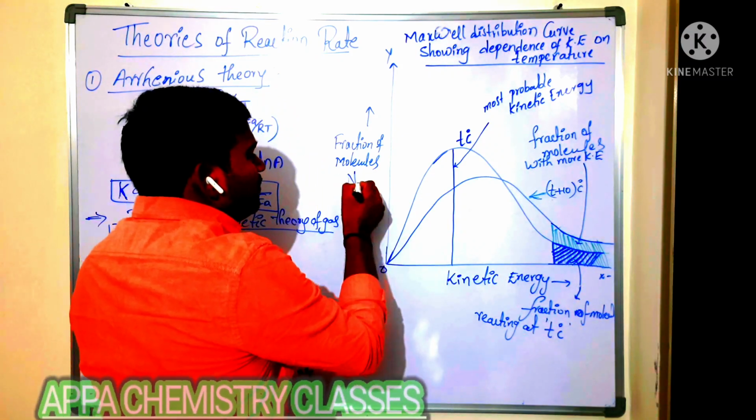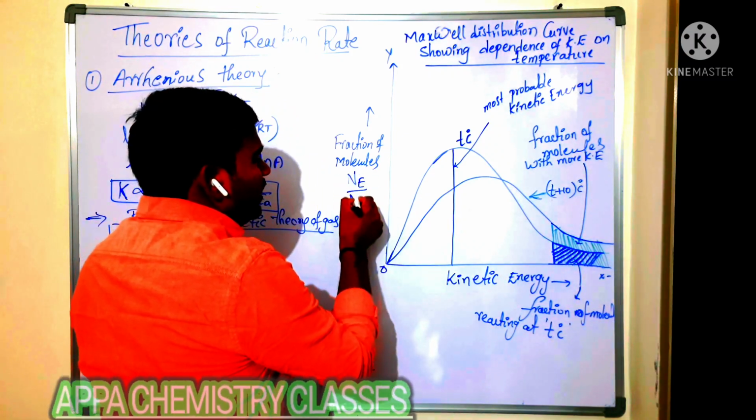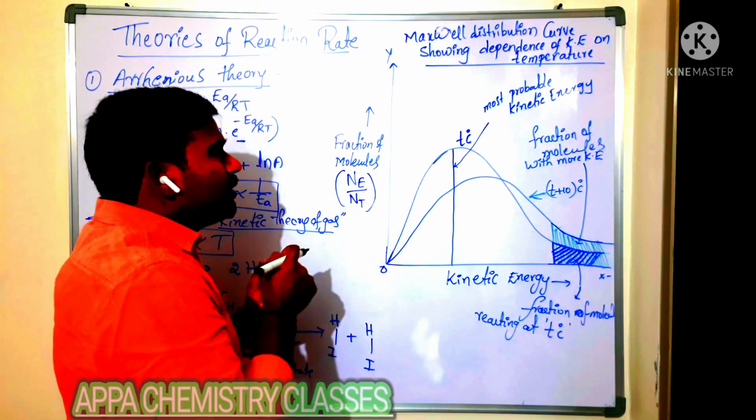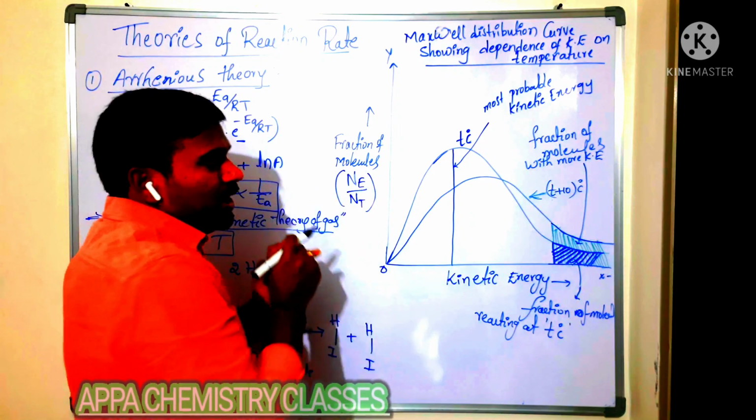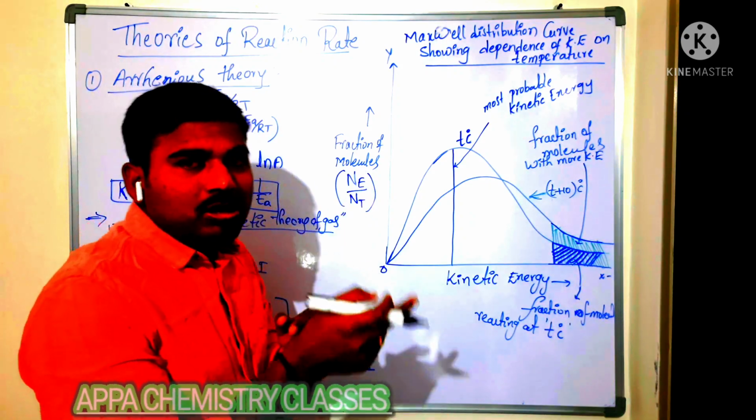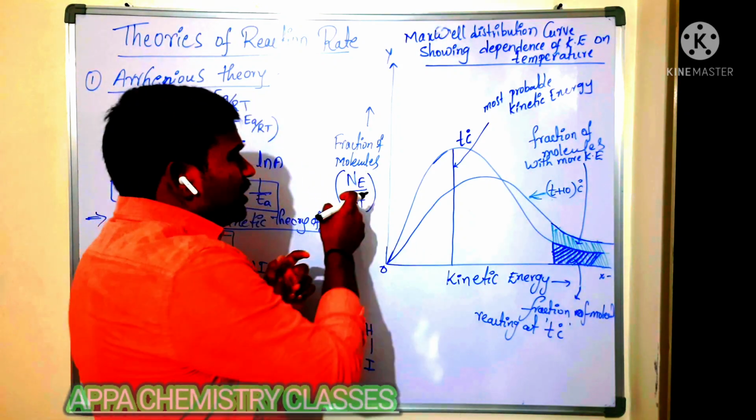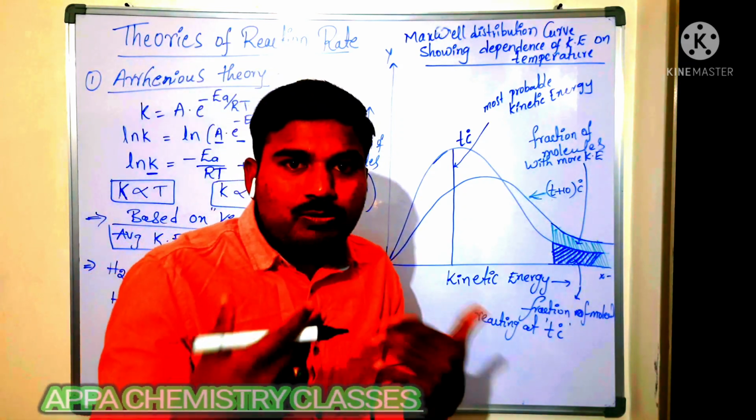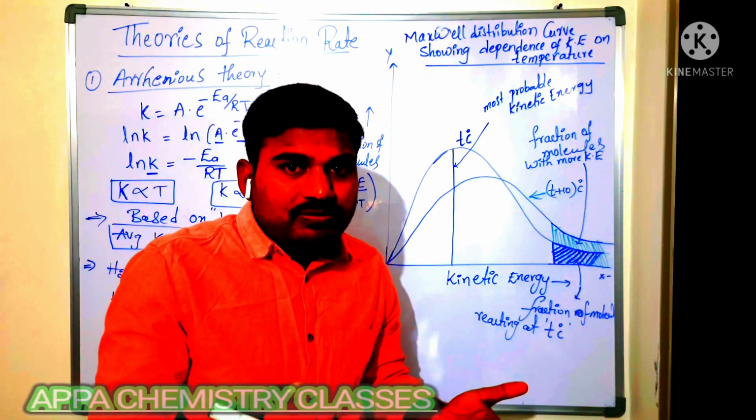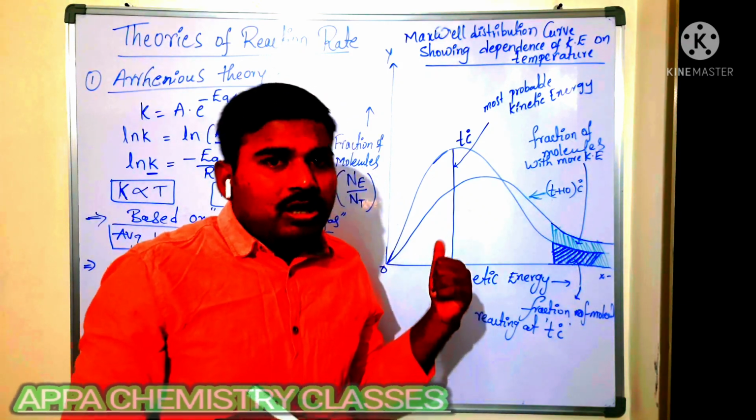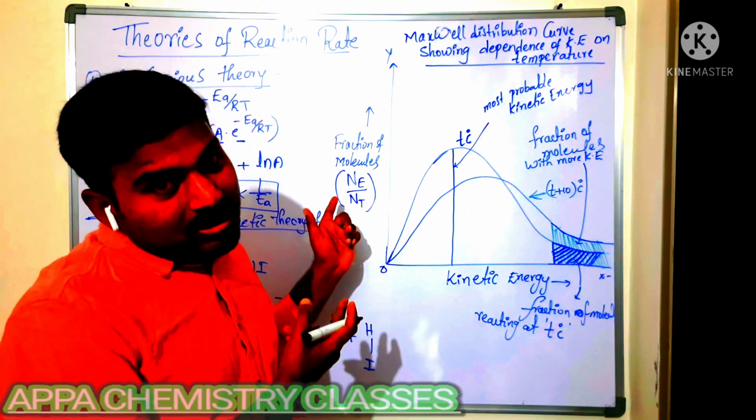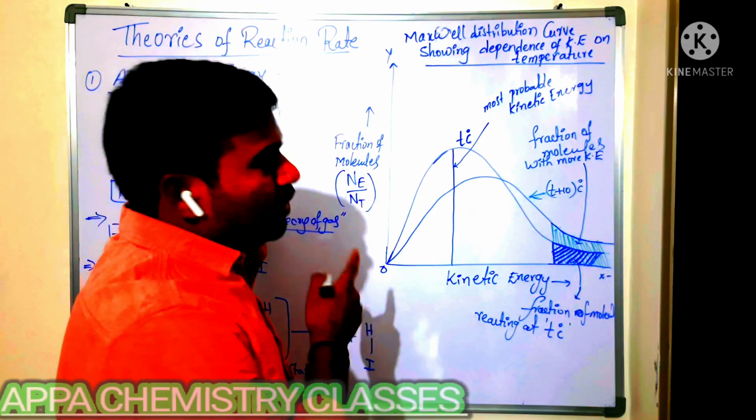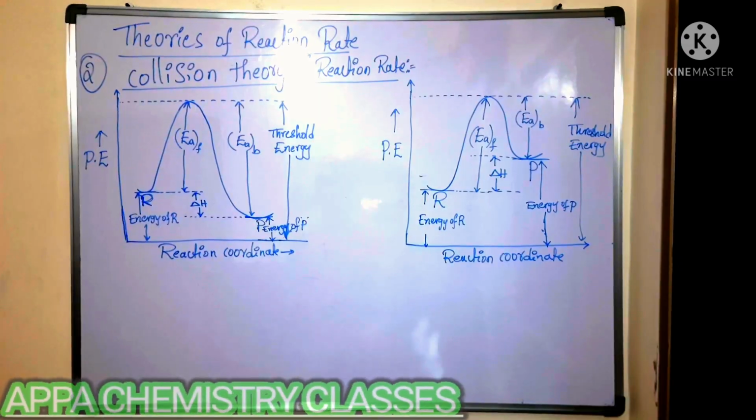So the fraction of molecules can be represented by Ne by Nt. Ne is the number of molecules possessing the energy. Nt is the total number of molecules. So that gives you the fraction of molecules. If a larger fraction of molecules have more kinetic energy, then the rate of reaction will be more. Is that clear? So that is the Arrhenius theory of reaction rate. Next we'll see collision theory of reaction rate.